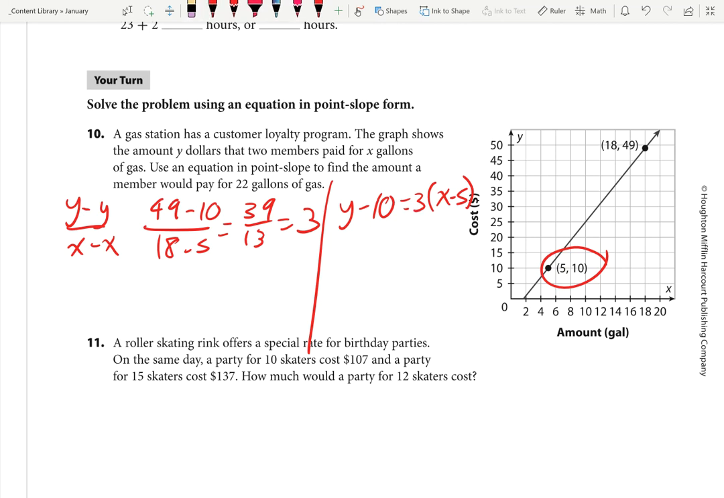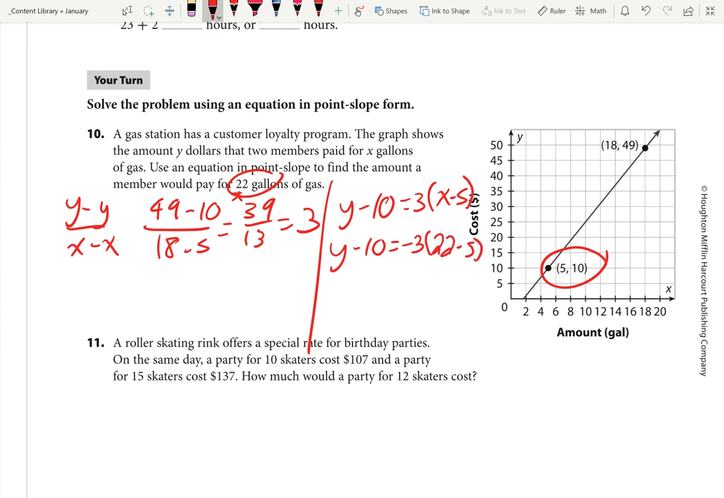All right, but now, remember, we're not done. We have to use the equation to find out how much we'd pay for 22 gallons of gas. So 22 gallons of gas, this is our x value. So simply plug this in for the x and then continue to solve. So if I plug 22 in for x, we'd have this equation. y minus 10 equals negative 3, and then 22 minus 5.